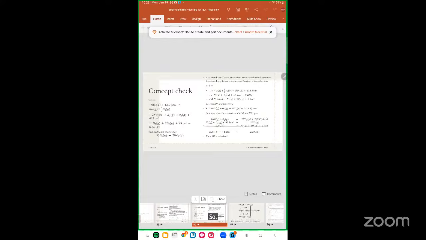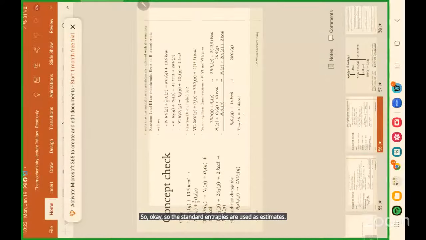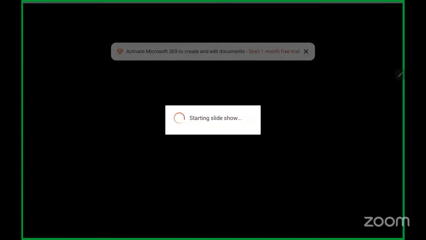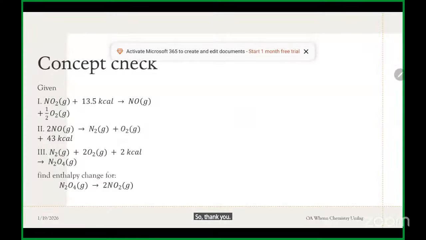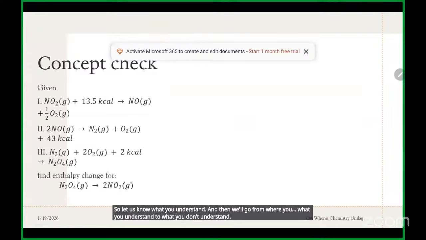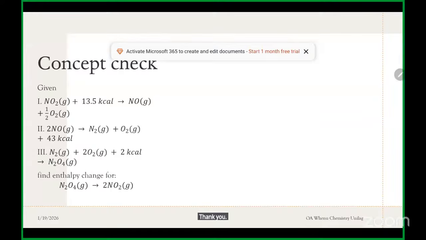So the standard enthalpies are used as estimates. Thank you. So what don't you understand? Saying "I don't understand" is not a question. So let us know what you understand, and then we'll go from what you understand to what you don't understand. Thank you, Rina. Finding the energy by its molecular mass.